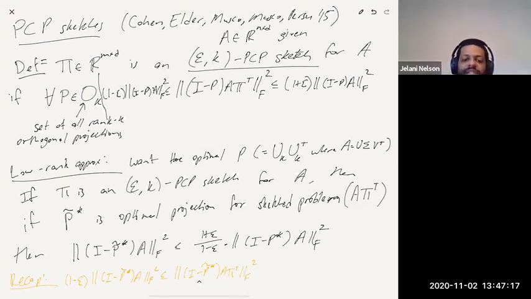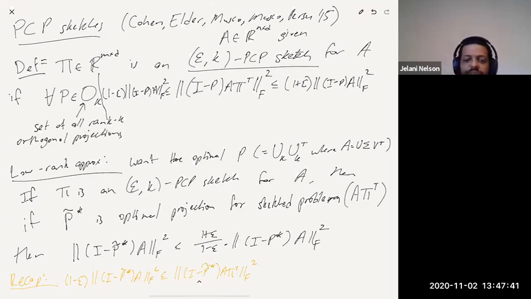Right? That's because it's a PCP sketch. The PCP sketch says that pi preserves the cost of any projection up to 1 plus epsilon. In particular, look at the projection p tilde star. I guess I should have drawn that in the opposite. Oh, no. Good. So now what do I know?